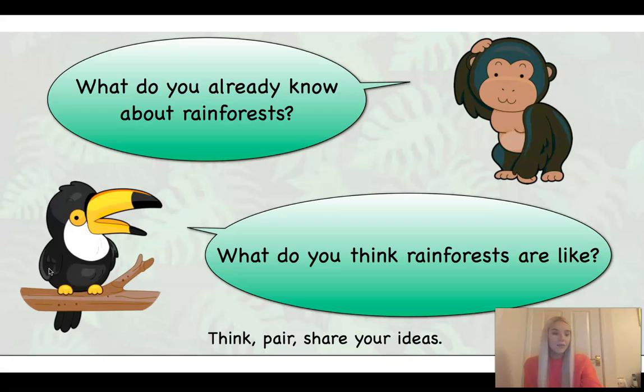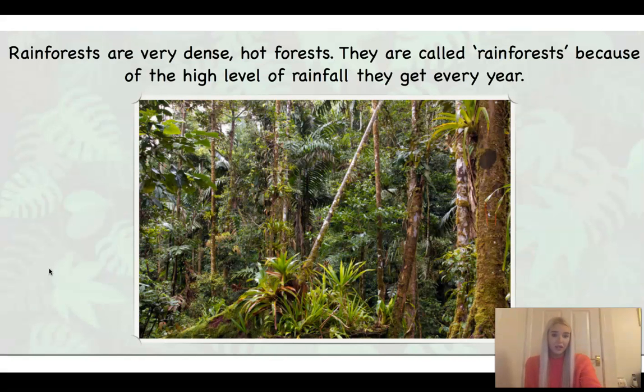Okay, so I bet you've got lots and lots of different imaginative ideas that I really wish I could hear, but to start with, rainforests are very dense, hot forests. Now, although they're hot, they're called rainforests because of the high level of rainfall that they get every year. So it doesn't matter if they're hot because they actually rain a lot, all right?